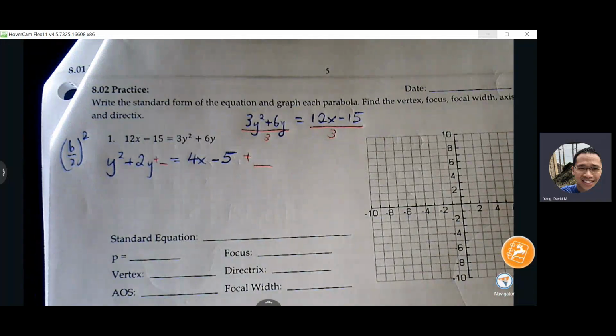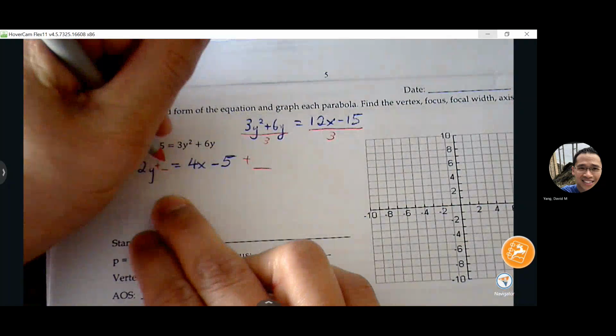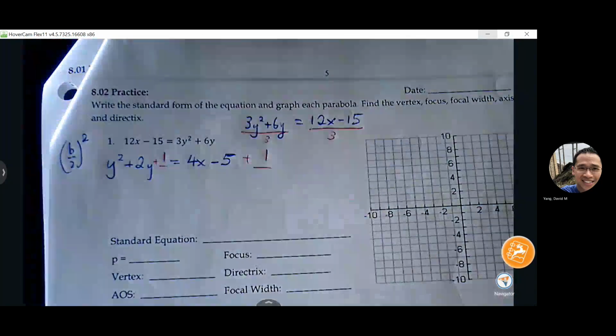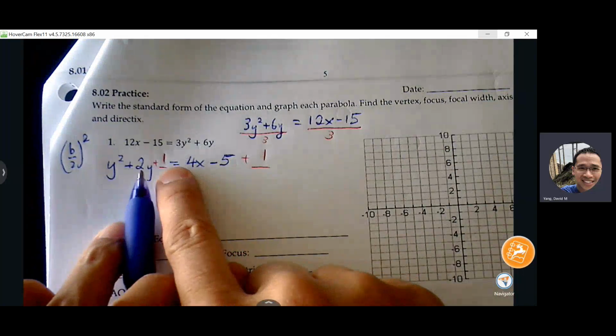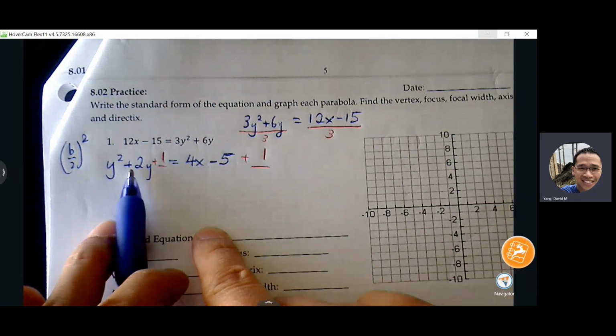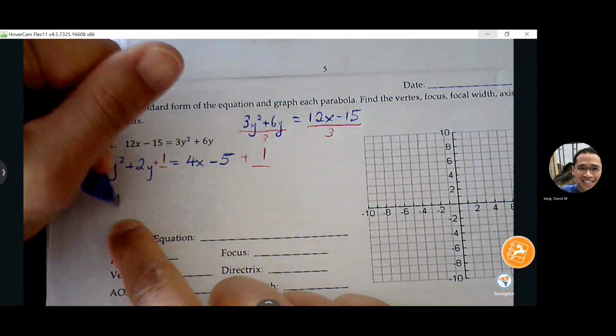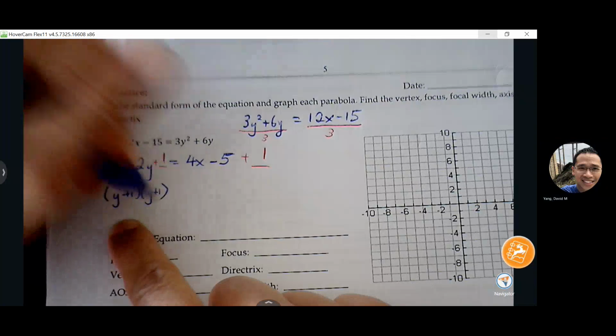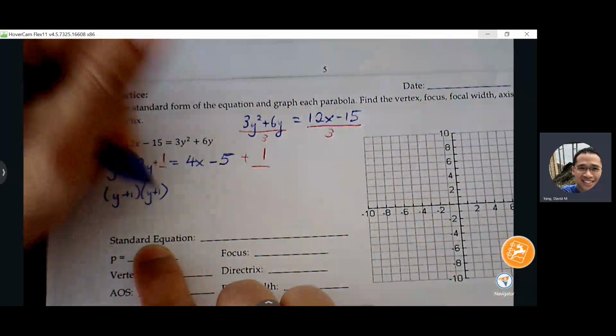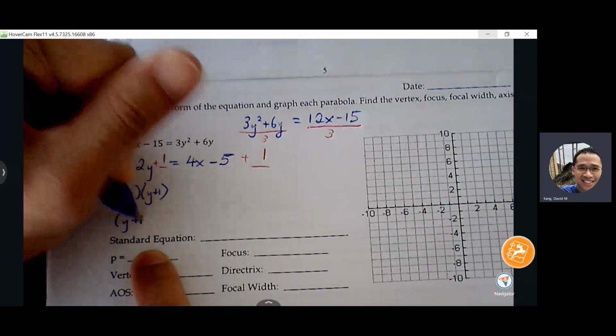b over two squared, what's my b value? Two. Two over two is one. One squared is one. Okay, so let's factor this. What two numbers multiply to be one and add up to be two? One and one, right? You're always going to get a duplicate. That's the whole purpose, to try to get that duplicate to be merged together.